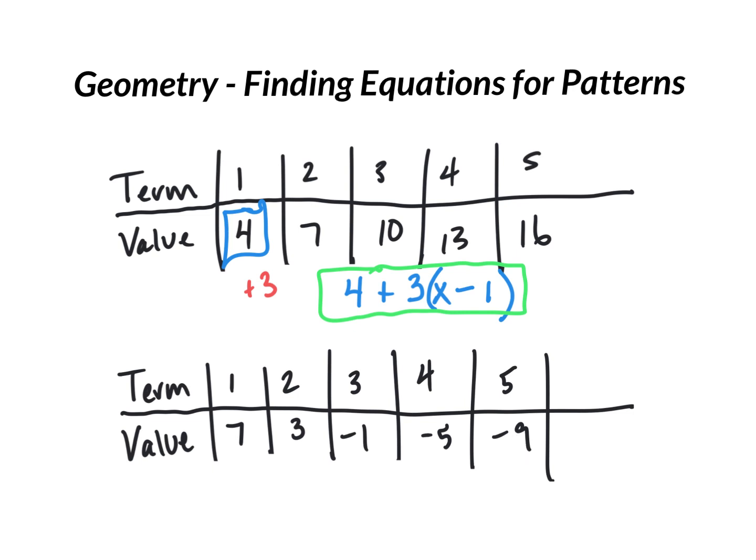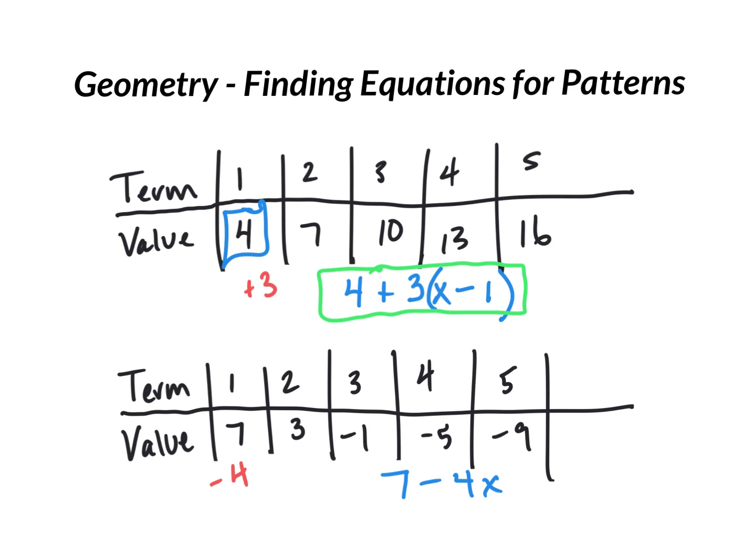I would do this the exact same way. Let's start by saying our pattern was subtracting 4. So our first term was 7, and then we are subtracting 4 every term. I think we're going to have the same problem, and that is if I plug in 1, I get 7 minus 4. I get the second term.